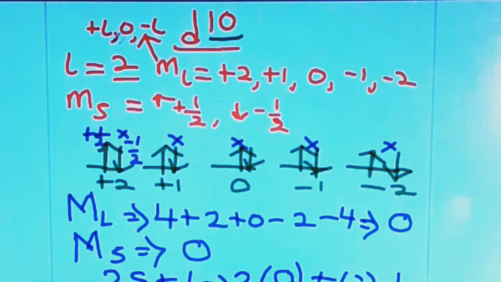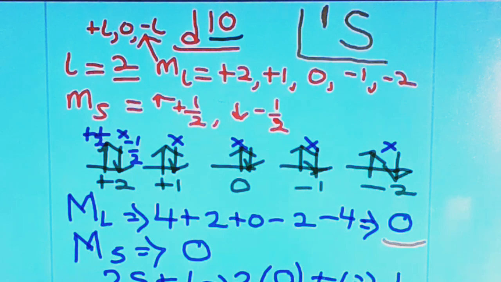From the previous video, we know that if we have the total orbital angular momentum to be 0, the term is an S term. Then the spin multiplicity, we have 1. So we have 1 here. So the ground state term for a d10 atomic orbital is 1S.